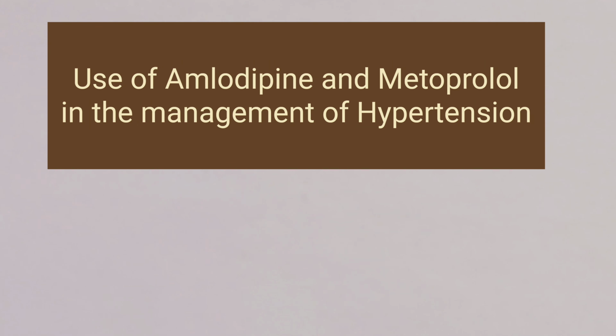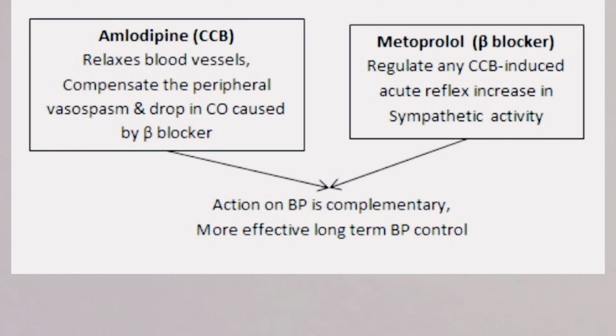Second example, the use of amlodipine and metoprolol for the treatment of hypertension. Amlodipine is a calcium channel blocker. It acts specifically on the blood vessels, relaxing the blood vessels and decreasing the peripheral vascular resistance and causing a fall in blood pressure. A fall in blood pressure decreases the activation of the baroreceptors, thus resulting in increased sympathetic activation and tachycardia. Beta blocker, which is combined with calcium channel blocker, acts specifically on the heart muscles and helps to control the tachycardia caused by amlodipine, which is a calcium channel blocker.